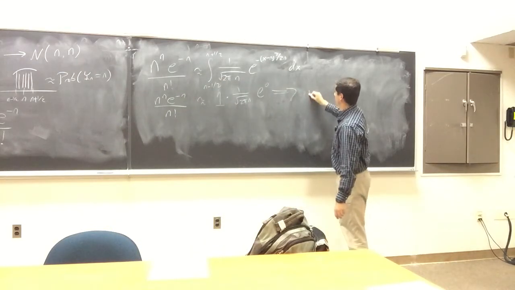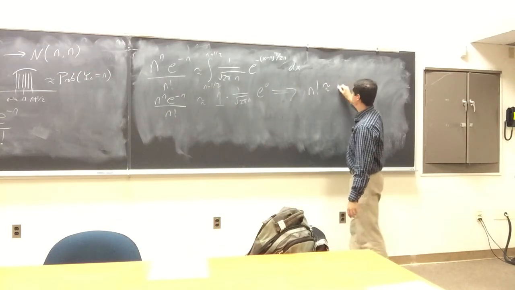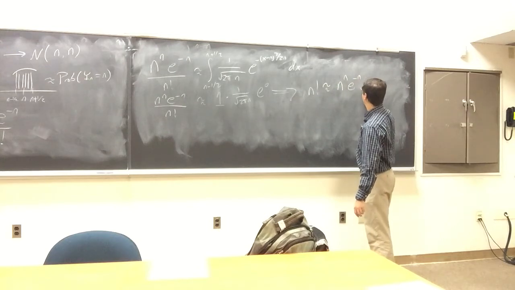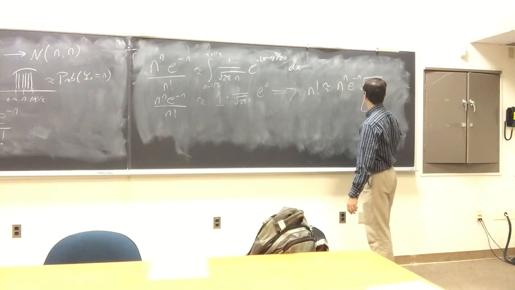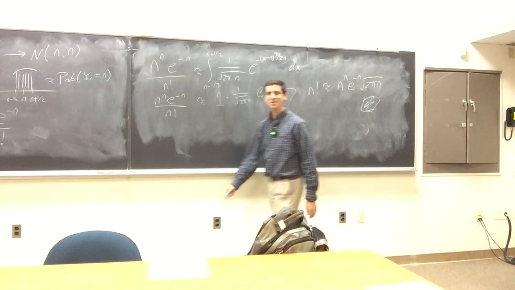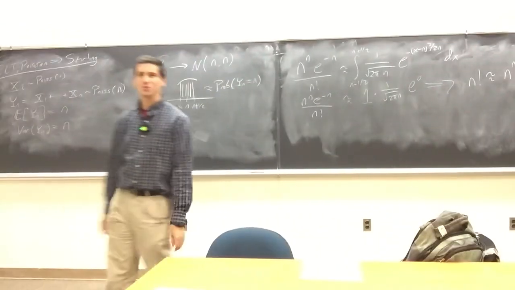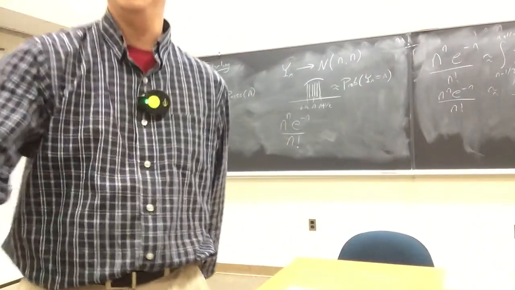And so magic, n factorial is approximately n to the n e to the minus n square root of 2 pi n. Time to go home. Here we go. Okay? So this is a wonderful consequence of what we've been doing. There's Stirling.